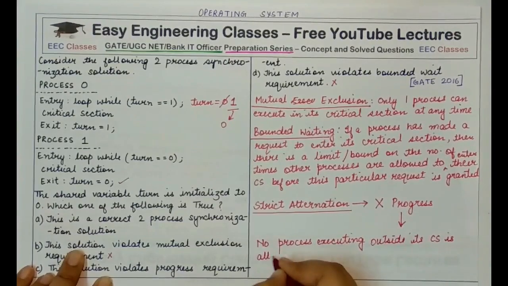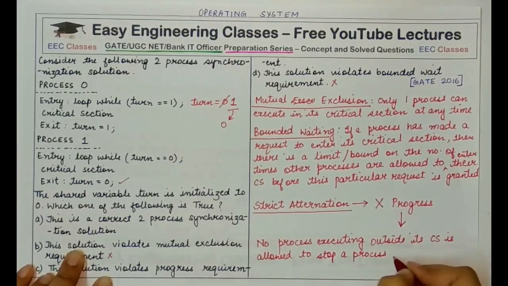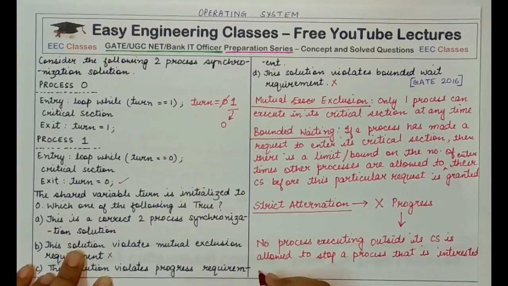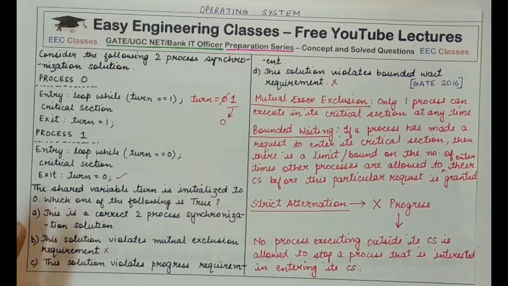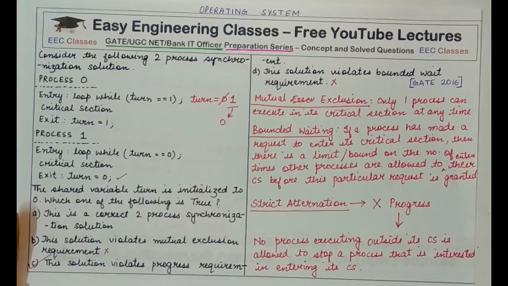is allowed to stop a process that is interested in entering its critical section. So the progress requirement is violated here, so the correct answer is C.